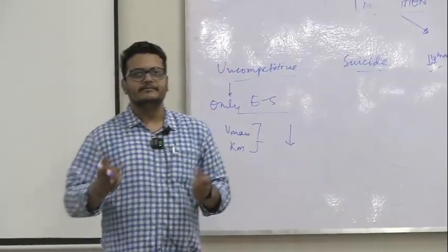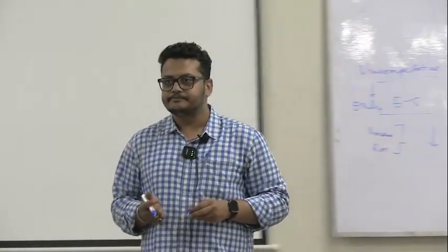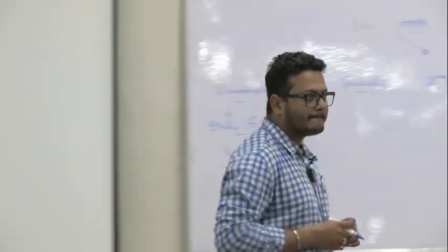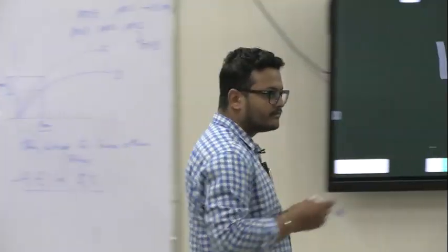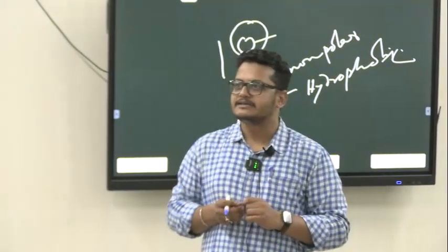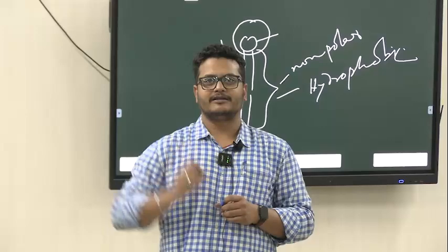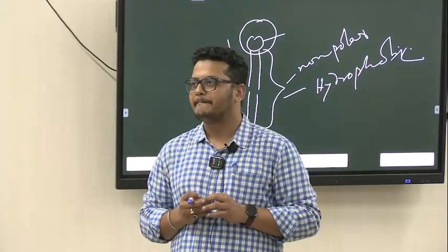Why? What is suicide? Self-harm, self-death, self-destruction. If you think about why the name has been given as suicidal inhibition, you will come to know what the story is. What do you expect? There is an inhibitor, there is an enzyme. Now you think about the story.